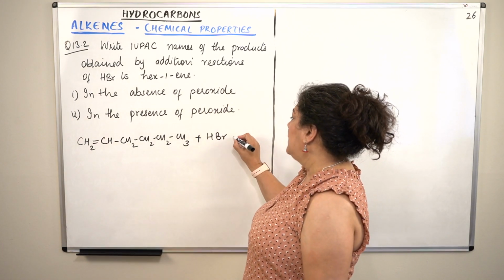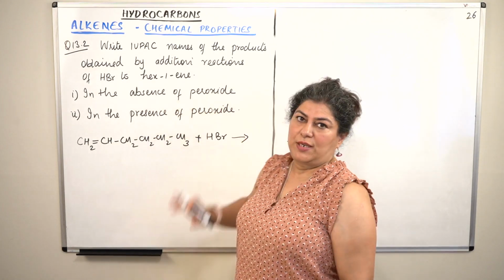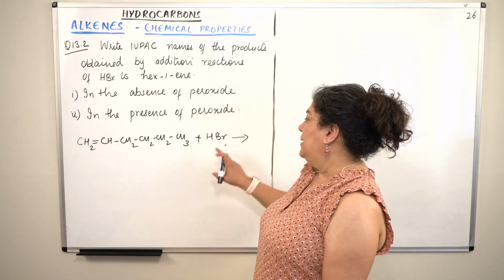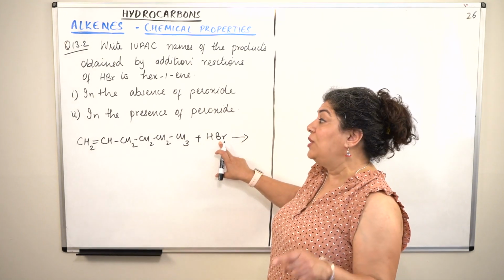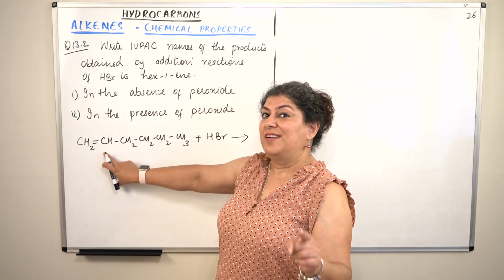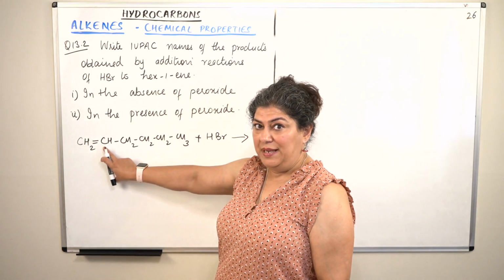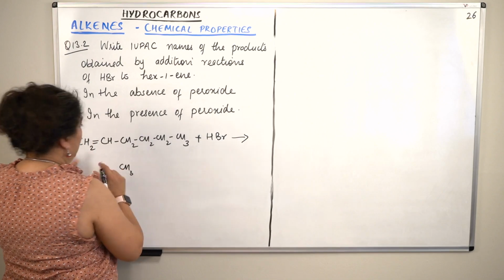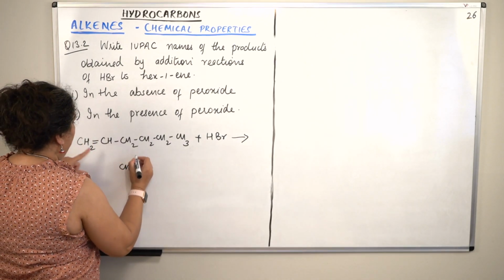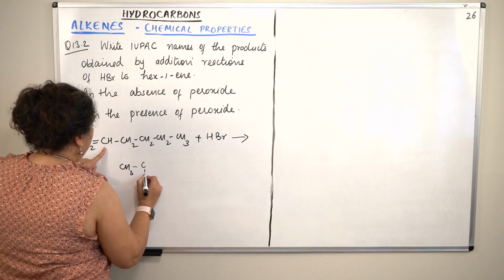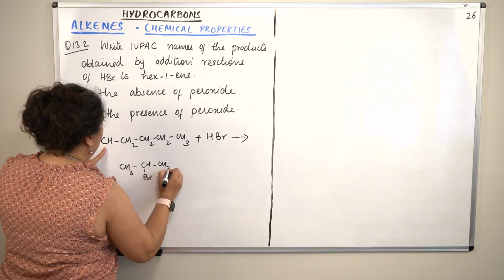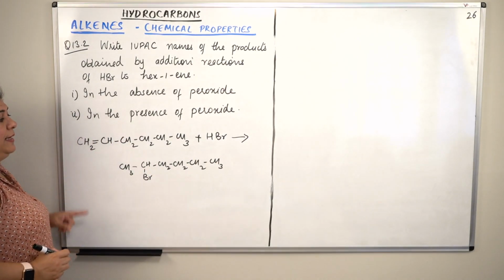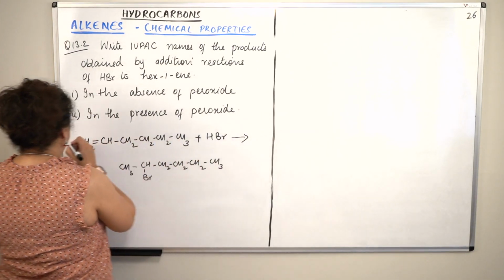So you'll get, in the absence of peroxide, a Markovnikov addition. And what is Markovnikov addition? That the negative part of the addendum will add to that carbon which has lesser number of hydrogen atoms. So which carbon would that be? The second carbon. So we'll get CH3, because the hydrogen will add to this carbon and the bromine will add to the second carbon. So CH3, CHBr, CH2, CH2, CH2, CH3. This is in the absence of peroxide, right?